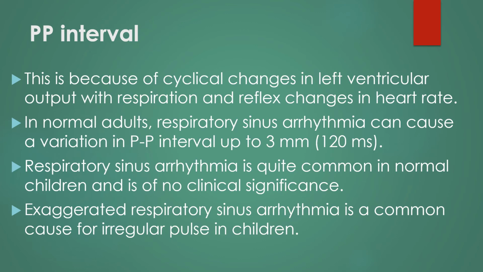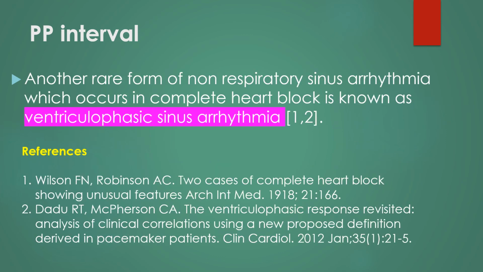In normal adults, respiratory sinus arrhythmia can cause a variation in PP interval of up to 3 mm, that is 120 milliseconds. Respiratory sinus arrhythmia is quite common in normal children and is of no clinical significance. Exaggerated respiratory sinus arrhythmia is a common cause for irregular pulse in children. Another rare form of non-respiratory sinus arrhythmia which occurs in complete heart block is known as ventriculophasic sinus arrhythmia.